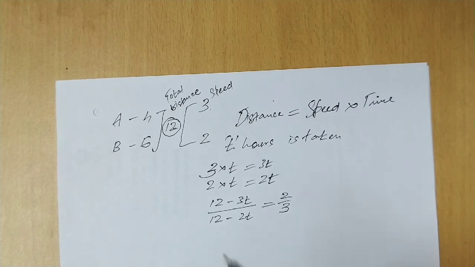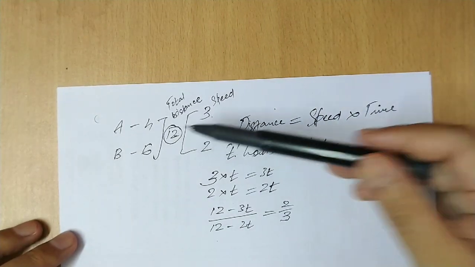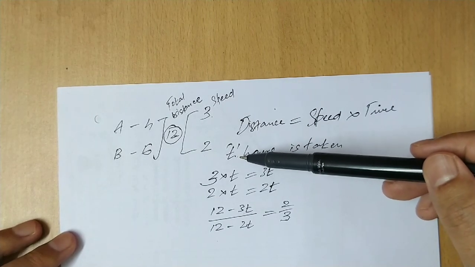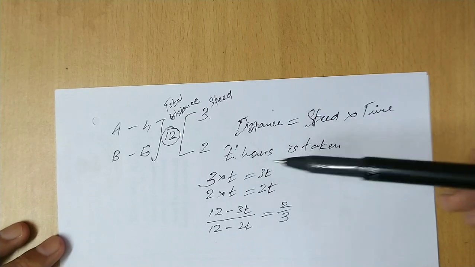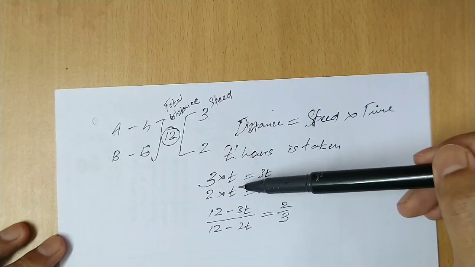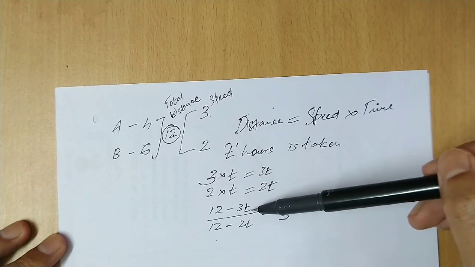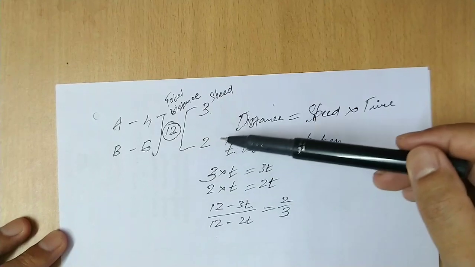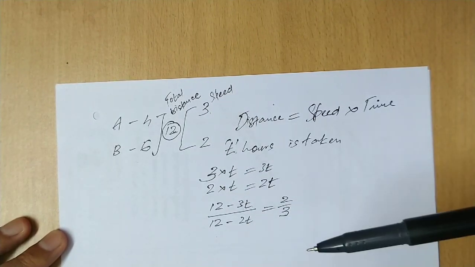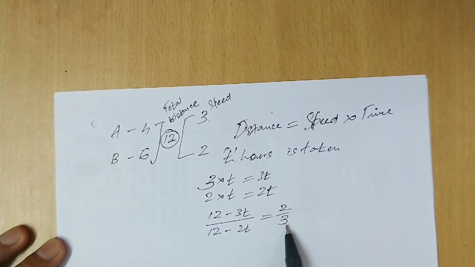Okay, so I think you have got the concept here. 12 is the total distance. The time required is T. We have assumed that T hours has been taken by both. So in T hours, the first candle will burn 3T distance, and the second candle B with a speed of 2 will burn 2T distance, and the ratio which has been given to us is 2:3.